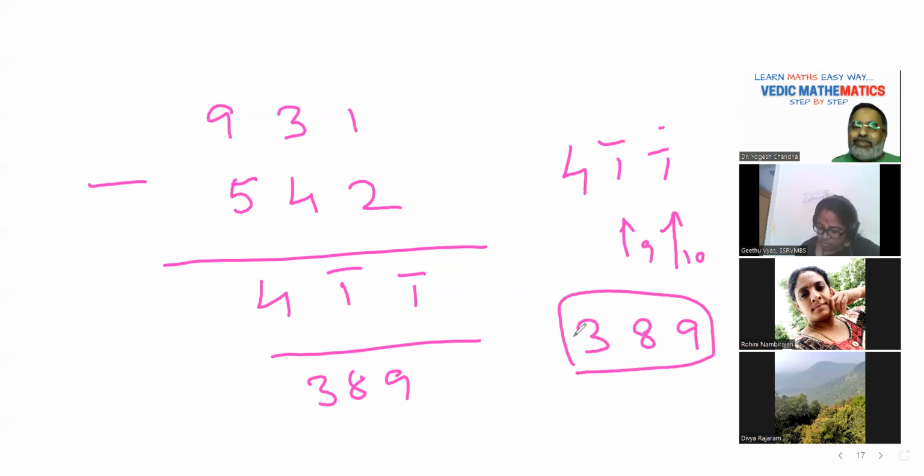Any doubts now? No, sir. So this is the application of vinculum numbers. See, this vinculum concept is very important, because whenever you have to reduce the numbers, whenever you have to speed up the calculations, whenever there are bigger numbers, this is the best way to do it.